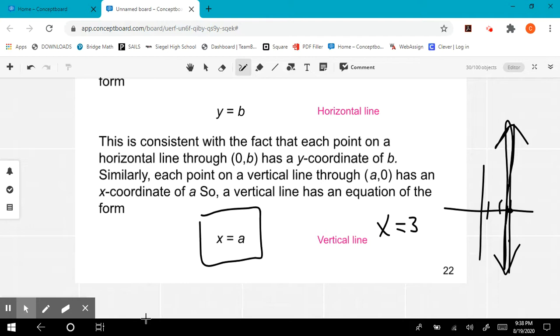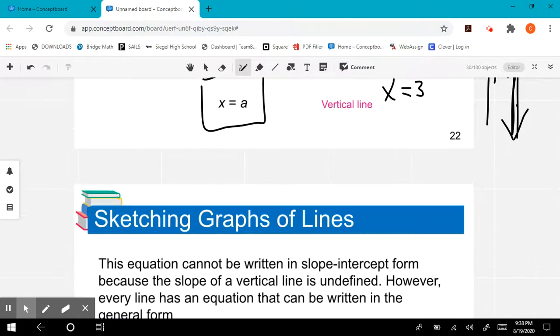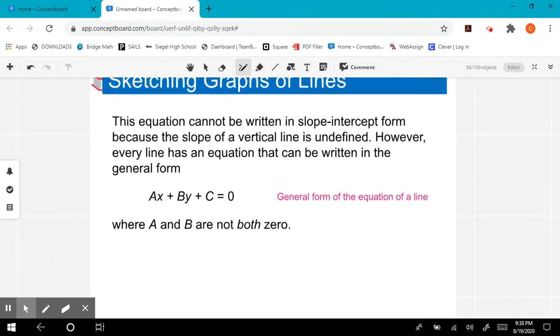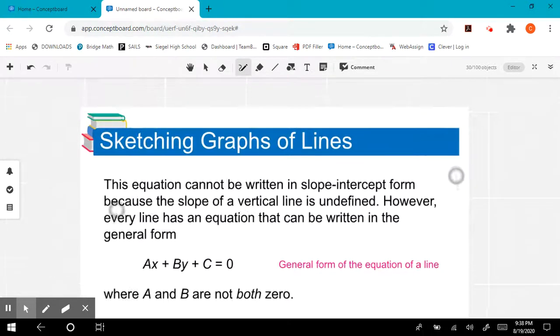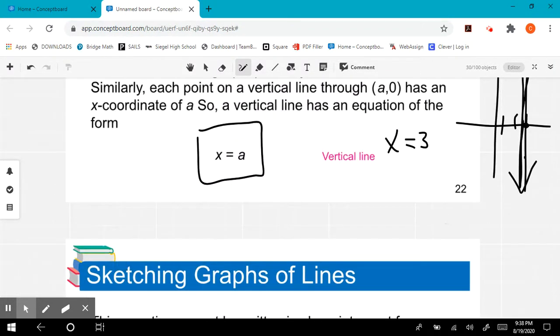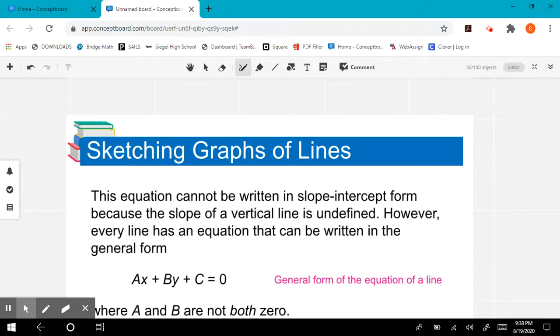The one variable that's there tells you what axis it crosses through. Y equals tells you it crosses through the y-axis, which means it's horizontal. X equals crosses through the x-axis, which tells you it's vertical. All right. And that's the one equation of a line that cannot be put in slope-intercept form because the slope does not exist. And that's all this next slide is telling you.